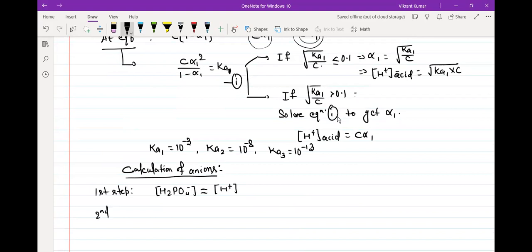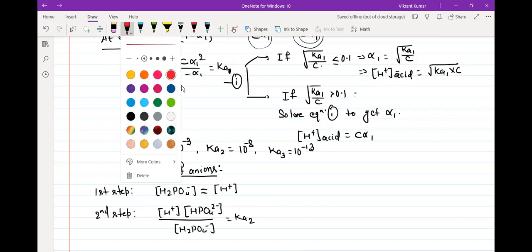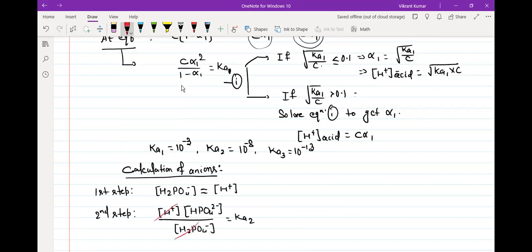If I'm talking about the calculation of the second step, we can write that in the second step the products were H plus and HPO4 2 minus. The reactant was H2PO4 minus. So this is equal to K2. What we just saw above is that we took these two as equal. That gives you simply that HPO4 2 minus will be very close to K2 itself.